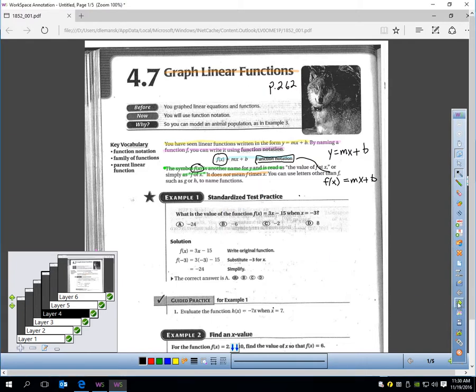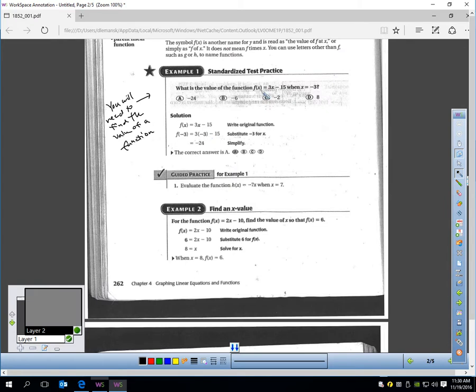One thing we're going to have to do in the homework, you will need to find the value of a function. A pretty simple process. So here would be an example. What is the value of the function f of x equals 3x minus 15 when x is negative 3? So I haven't done this in a while. Let me draw my box. My box is going to take x, multiply it by 3 and subtract 15.